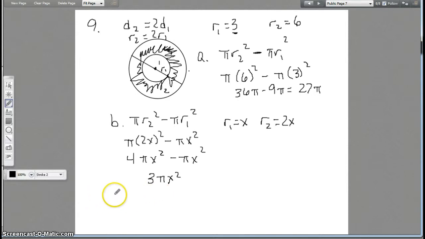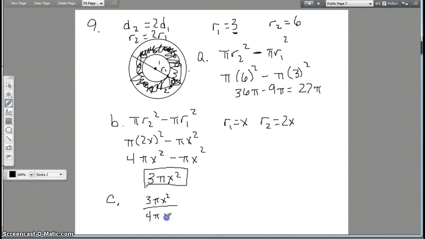Okay, question C is a little different. Question C wants to know what fraction of the area of the larger circle is shaded. Okay, because part of the area of the larger circle is shaded, but this interior area is not shaded. So what fraction of the larger circle is shaded? Well, we know that the shaded region is 3 pi x squared. The area of just the larger circle, the entire larger circle, we know that is 4 pi x squared.